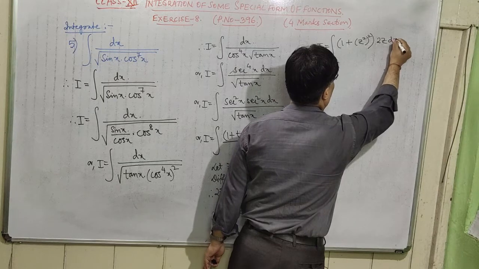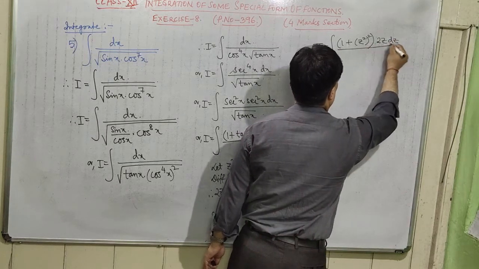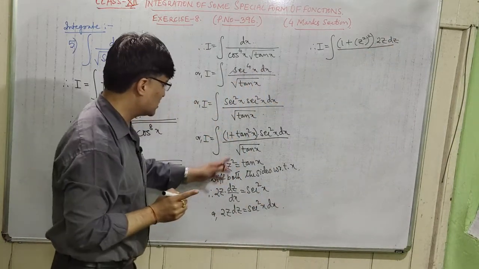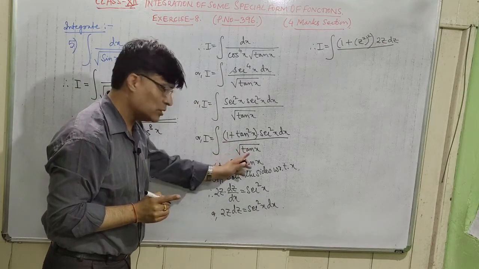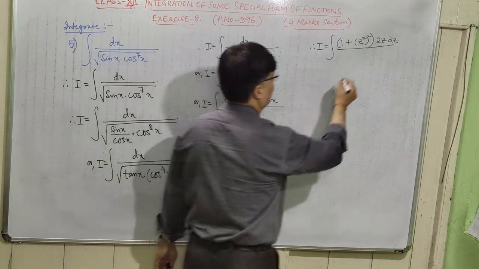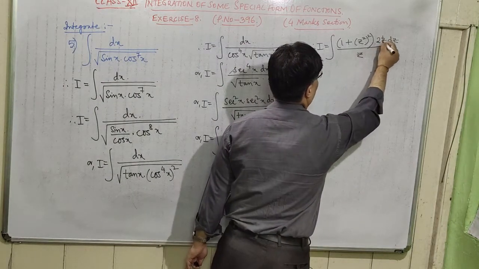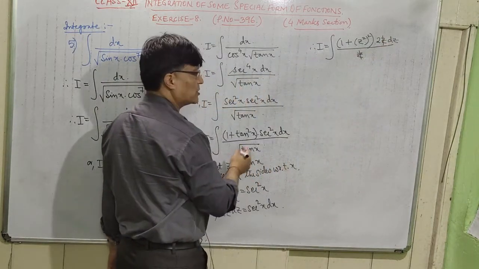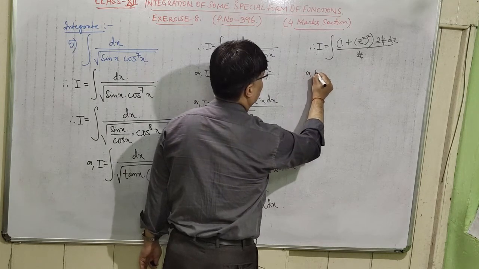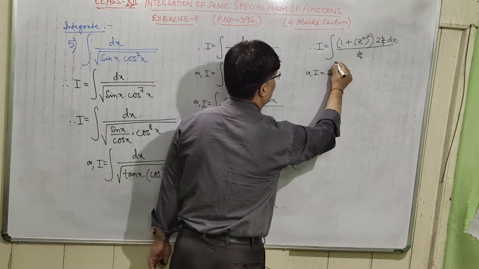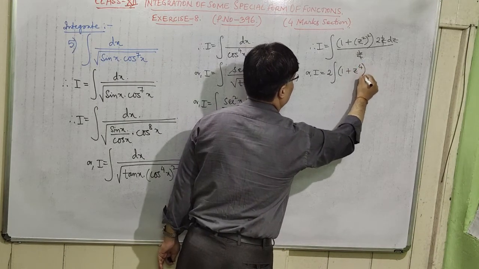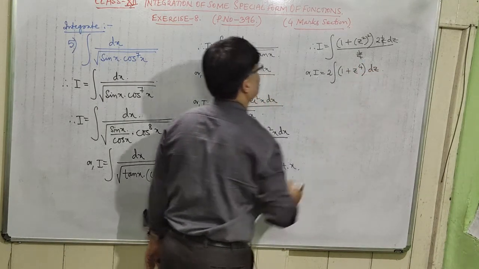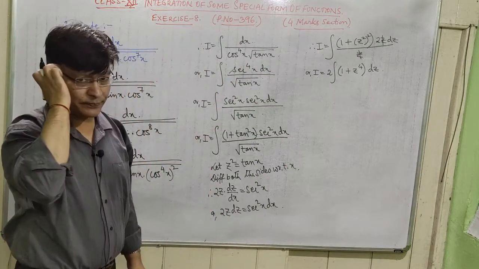That is your 2z dz divided by, in the denominator within square root there is tan x. So within square root z square. What is root over z square? That is your z. So here z gets cancelled. So the constant term you can take outside. I is equal to 2 integral sign within bracket 1 plus z to the power 4 bracket closed dz.